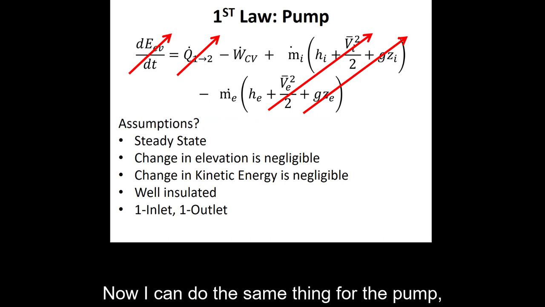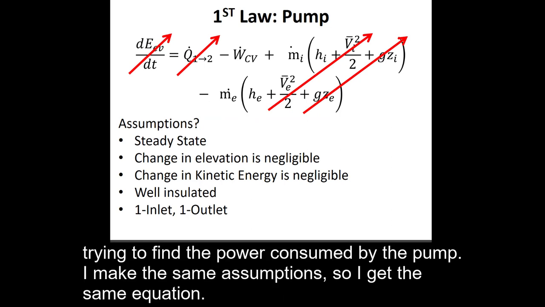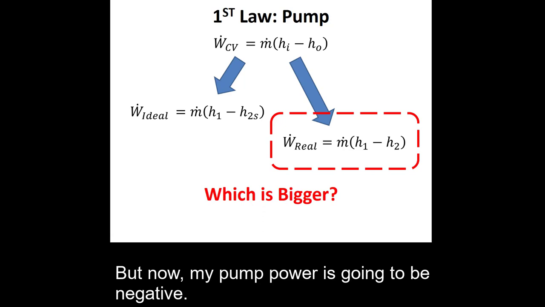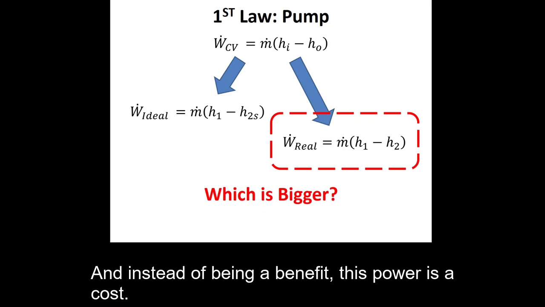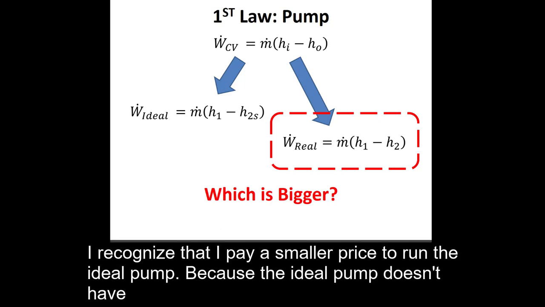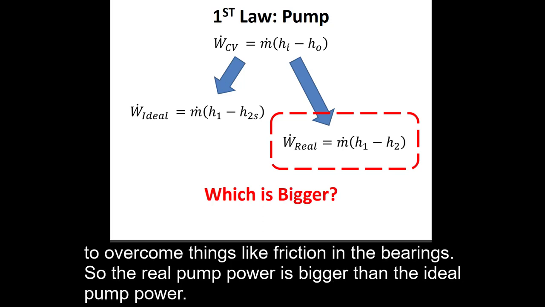Now, I can do the same thing for the pump, trying to find the power consumed by the pump. I make the same assumptions, so I get the same equation. But now, my pump power is going to be negative. And instead of being a benefit, this power is a cost. So, when I'm trying to figure out which one is bigger and which one is smaller, I recognize that I pay a smaller price to run the ideal pump, because the ideal pump doesn't have to overcome things like friction in the bearings. So the real pump power is bigger than the ideal pump power.